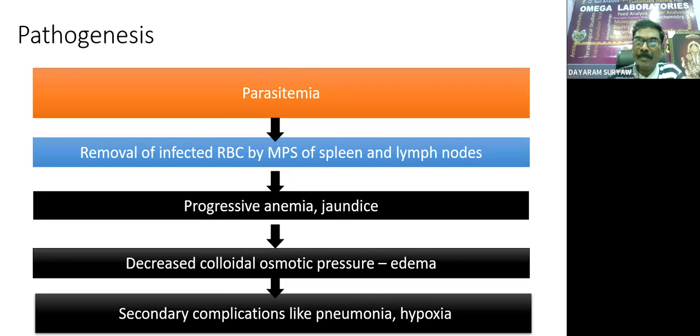After that, parasitemia will be developed. That parasitemia leads to high fever in that animal. Then removal of infected RBCs by the mononuclear phagocytic system, that is the MPS of the spleen and lymph node, leads to progressive anemia and jaundice. Then there is a decrease in the colloid osmotic pressure that may lead to edema of various parts of the body. Then secondary complications like pneumonia and hypoxia will be developed.